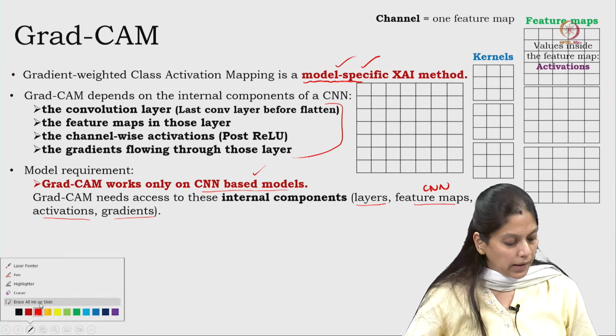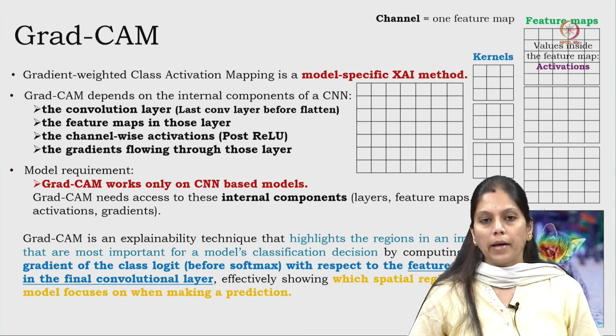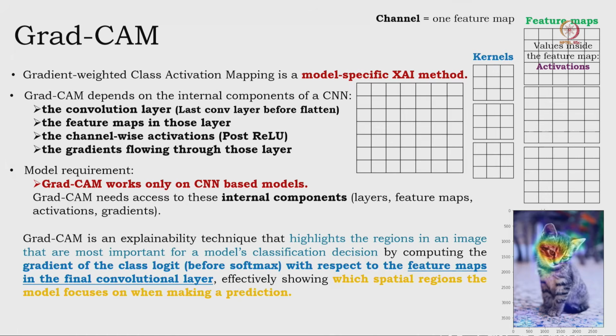With this, let us formally see the definition of Grad-CAM. Grad-CAM is an explainable AI technique that, as you can see in this image, highlights the regions in the image that are most important for the model's classification. So it highlights the region of an input image.